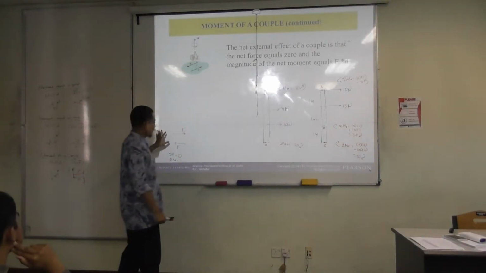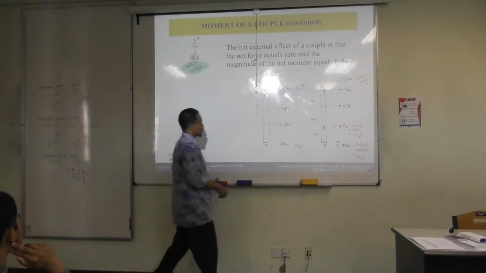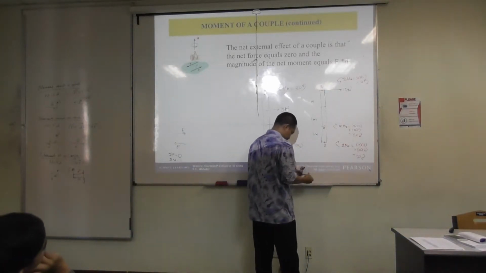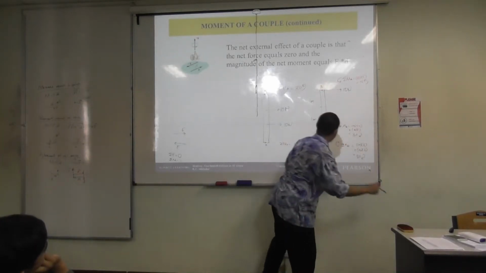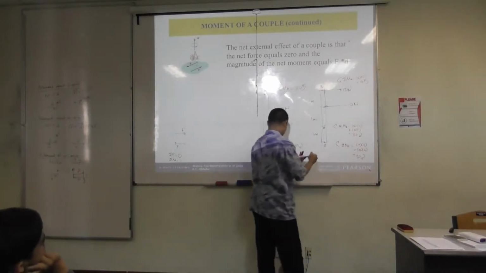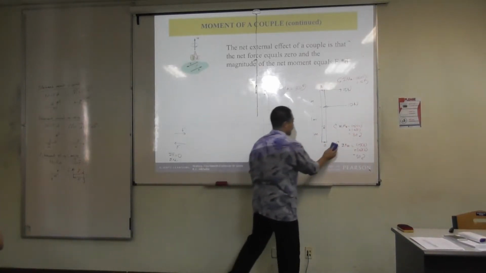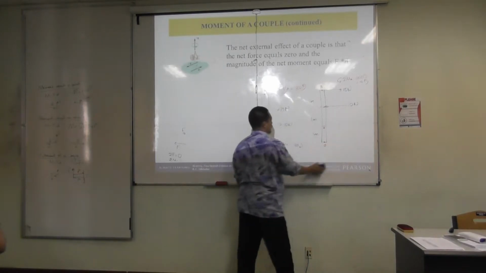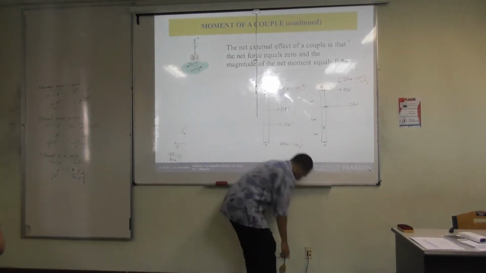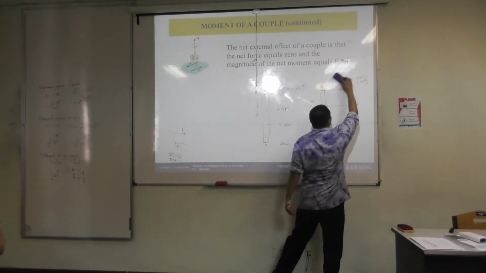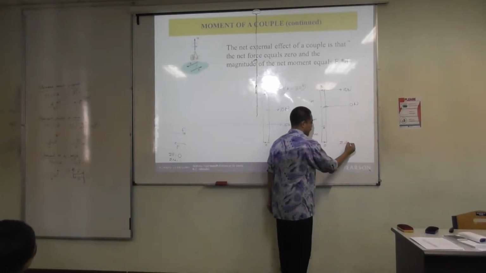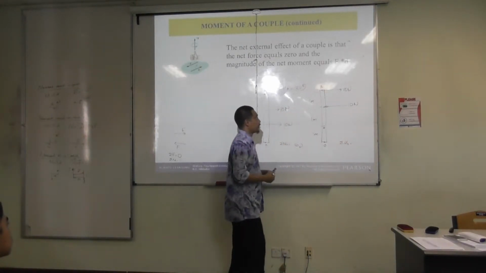The couple, because of its characteristics, so let's consider this one. If we put it in this direction now, it becomes a couple, right? Because it's the same force, the same magnitude, opposite direction. Now, what will happen to the summation of moment about point O? How do you calculate this one?